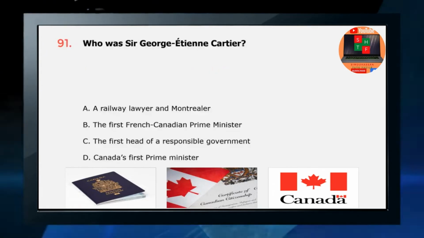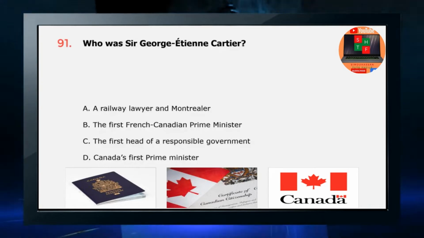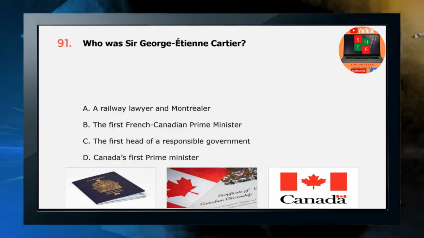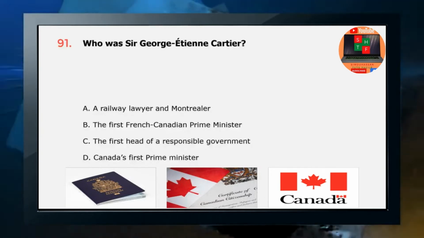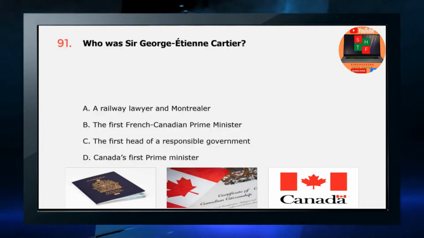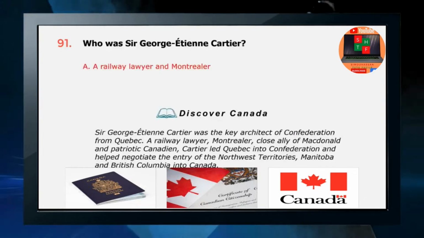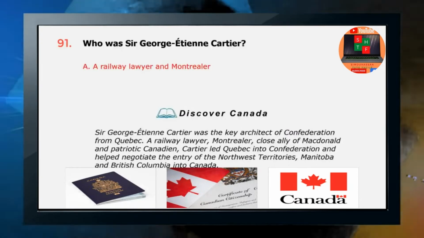Question 91. Who was Sir Georges-Étienne Cartier? A. A railway lawyer and Montrealer. B. The first French-Canadian Prime Minister. C. The first head of a responsible government. D. Canada's first Prime Minister. The answer is A. A railway lawyer and Montrealer.